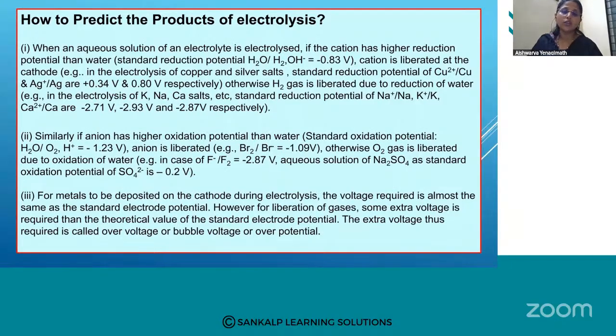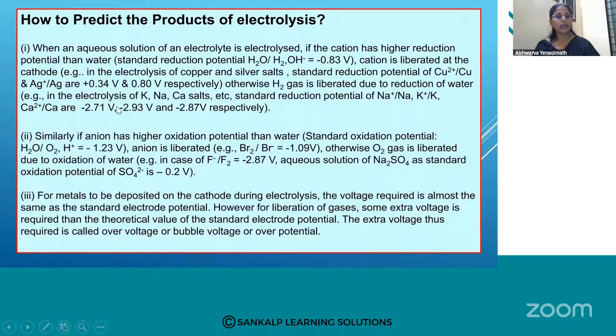Sometimes we have reactions which are feasible, which will occur, but they will happen very, very slowly, almost equal to not happening. In case of such slow reactions, we need to put in extra energy, extra potential, an extra push from outside, which we call overpotential. So these are the factors on which the products of the electrolysis depend.